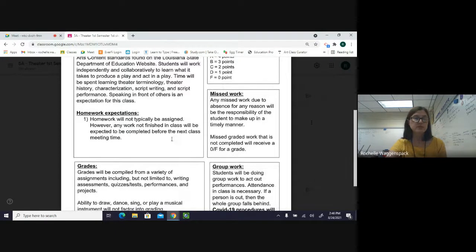Missing class really makes it difficult to practice and rehearse, because if one member of the group or the performance is absent, then the whole group has to work without them, and the performance gets messed up a little bit if their partner's not here. So it's very important that your students try to be in class as much as possible.